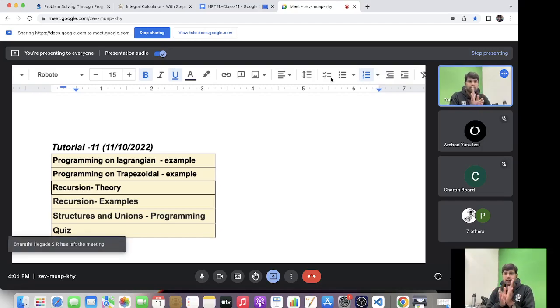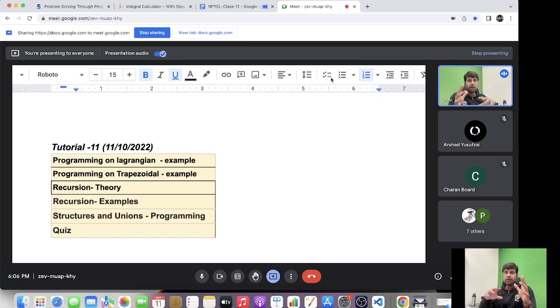There are two kinds of recursion: linear recursion and tree-based recursion. I thought of covering this in this class, and then towards the end I will try to cover what structures and unions are, and the subtle difference between structures and unions with an example. Then we will take some sample quiz questions and wind up the class. So this is the high-level agenda for today's class.